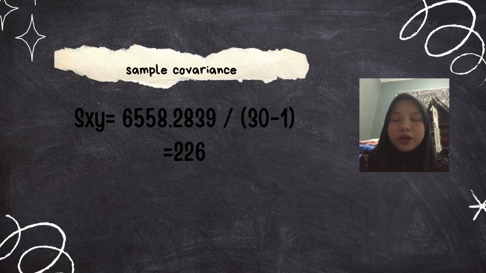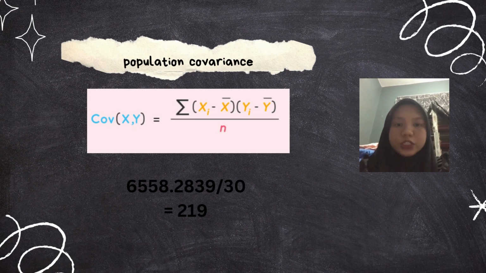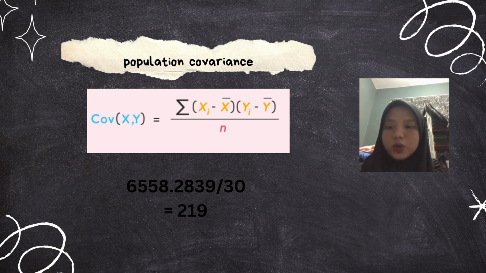Next, for the sample covariance, SXY, we take 6558.2839 divided by 30 minus 1, and we got the answer 226. Next is population covariance. As the formula stated here on the whiteboard, we put 6558.2839, we divide with 30, and we got the answer 219.